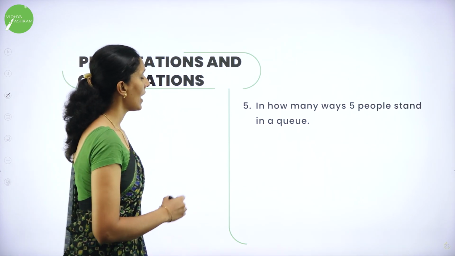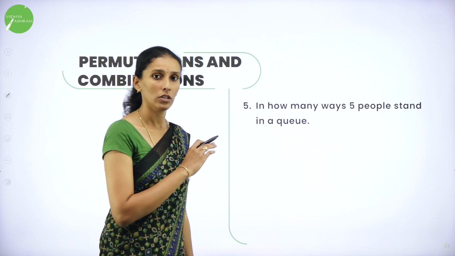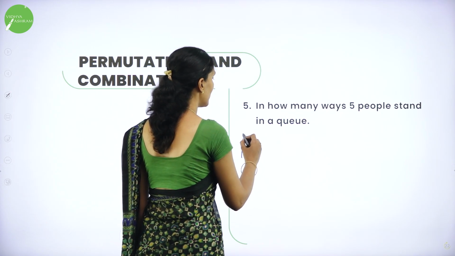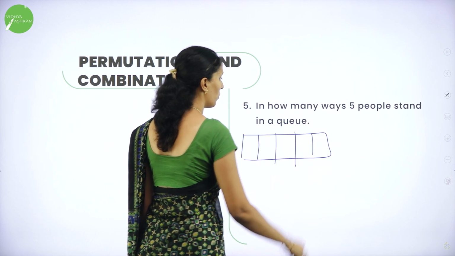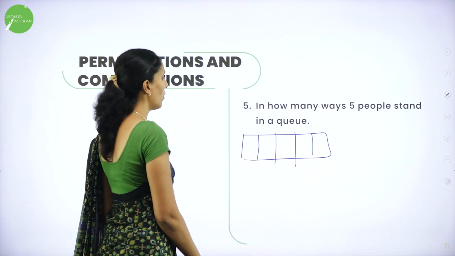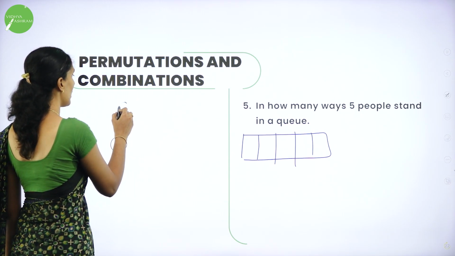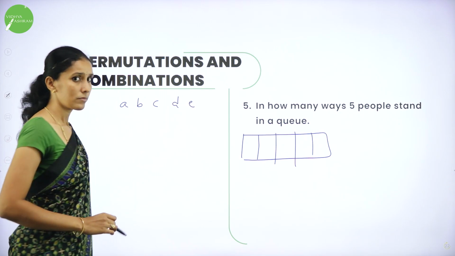Next question. In how many ways can 5 people stand in a queue? Okay, so this is about the places. Let me consider we have 5 places: 1, 2, 3, 4, 5. Okay, so let me take 5 persons, A, B, C, D, E.